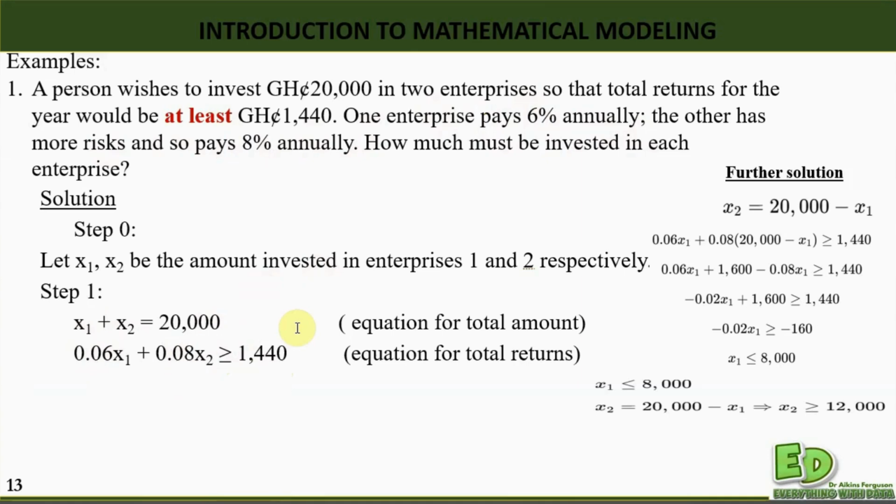Based on further solutions, we can find these values of x1 and x2. So this is how you can go about it, just to find the amount to be invested in each of these enterprises. Based on this, you can make x2 the subject, and then substitute it into one of these equations here, and that will give you the amount to be invested in x1 and x2 respectively. Here we have x1 should be less than or equal to 8,000, and x2 should be greater than or equal to 12,000 based on the final answers.